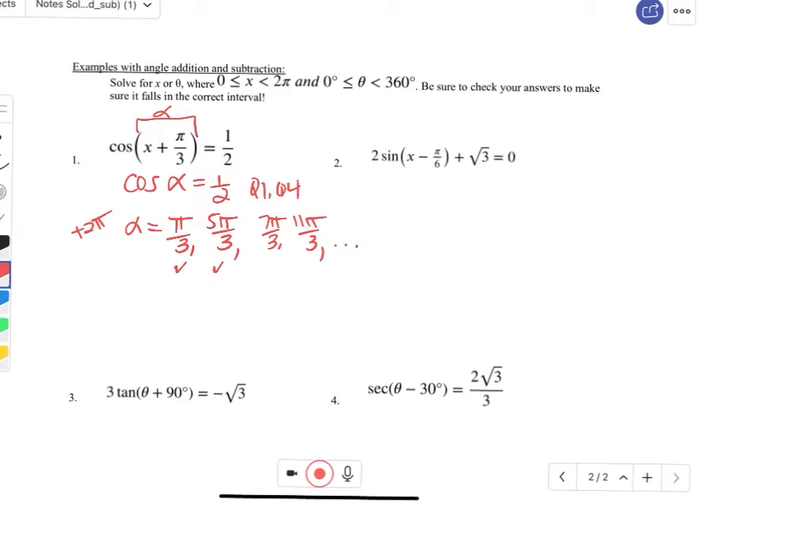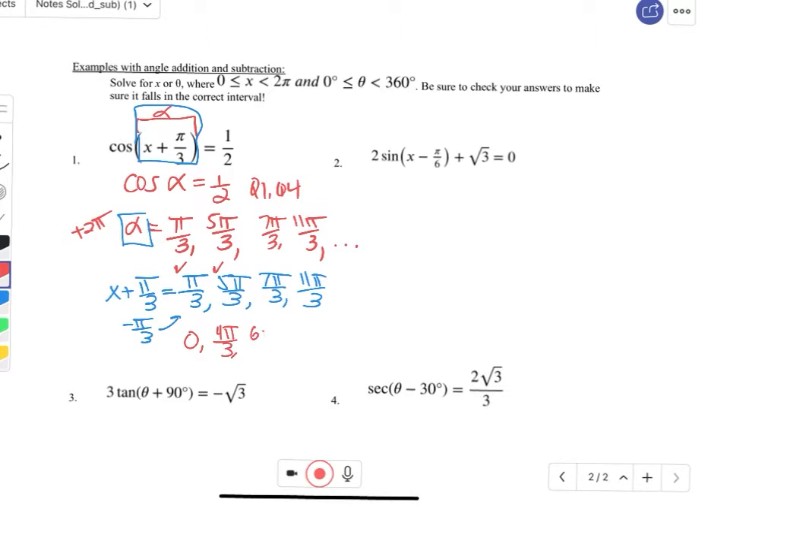Then we're going to put back what alpha was. So if alpha equals that, then x plus pi over 3 equals each one of those. And no need to rewrite them. And then our last step is to actually solve for x. So we need to minus pi over 3 from each one of our answers. So if we subtract pi over 3, we're going to get 0, 4 pi over 3, 6 pi over 3, and 10 pi over 3. Again, that list might keep going.